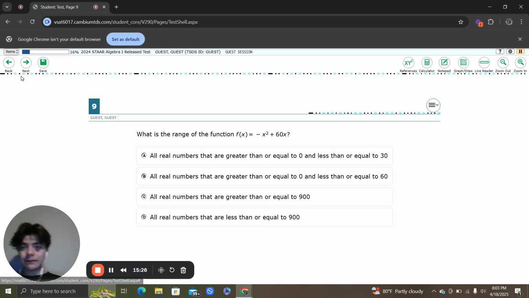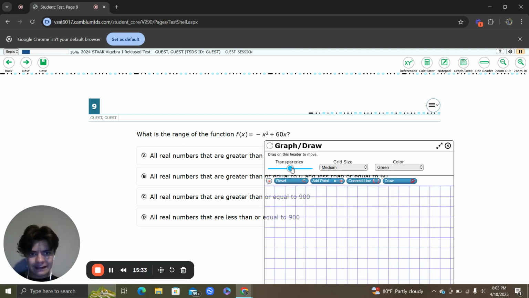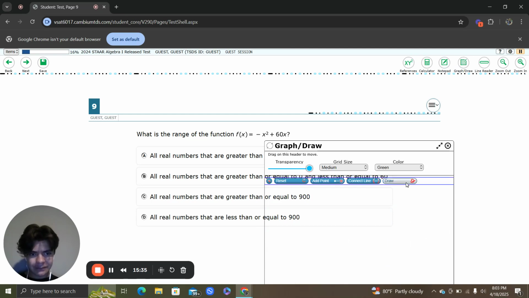So what is the range of the function? First you need to know what domain and range are. So let me get this graph out and let's draw it. This is how it's going to look on Desmos. You're going to have your x, you're going to have your y.